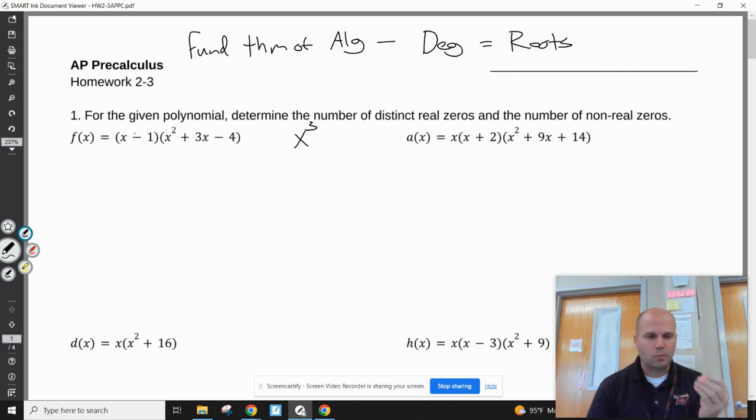A root could have a multiplicity. That is counting as an amount of roots. If your multiplicity is 2, you'd count that twice. That's one solution that occurs twice. That's like 2 of your roots.